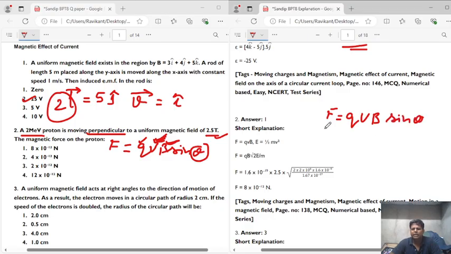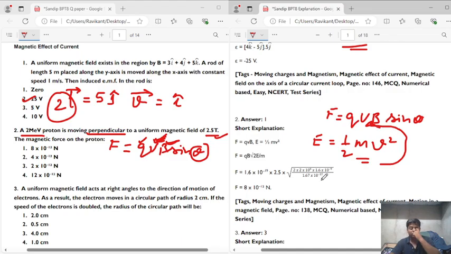putting theta as 90 degrees, and using the formula kinetic energy = half mv square. From here we find the value of v and put that value over here in this equation, and then putting the values and solving it, we get the force equal to 8 x 10 to the power of minus 12 Newton. So the magnetic force experienced by a proton of energy 2 mega electron volts moving perpendicular to the uniform magnetic field of 2.5 Tesla is 8 x 10 to the power of minus 12 Newton, which is option 1.